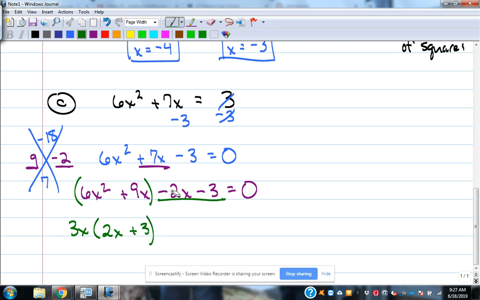The second set here has a negative 2x and a negative 3. What's the only thing that those two have in common?